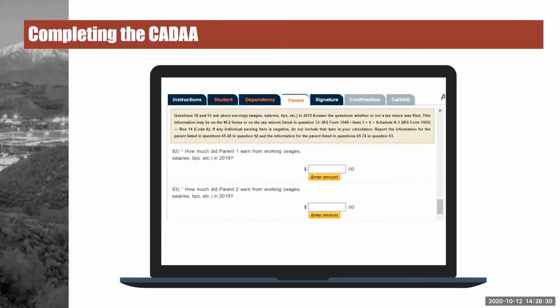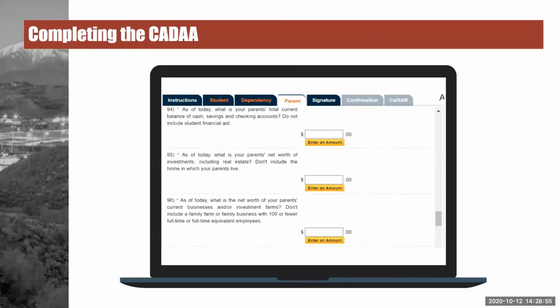The next questions will basically ask how much your parent or parents earned from working in 2019. If you have two parents on the application and if they were both working in 2019, make sure to look at how much money each of them made working. Usually you will refer to W-2 records and or IRS Schedule C information.